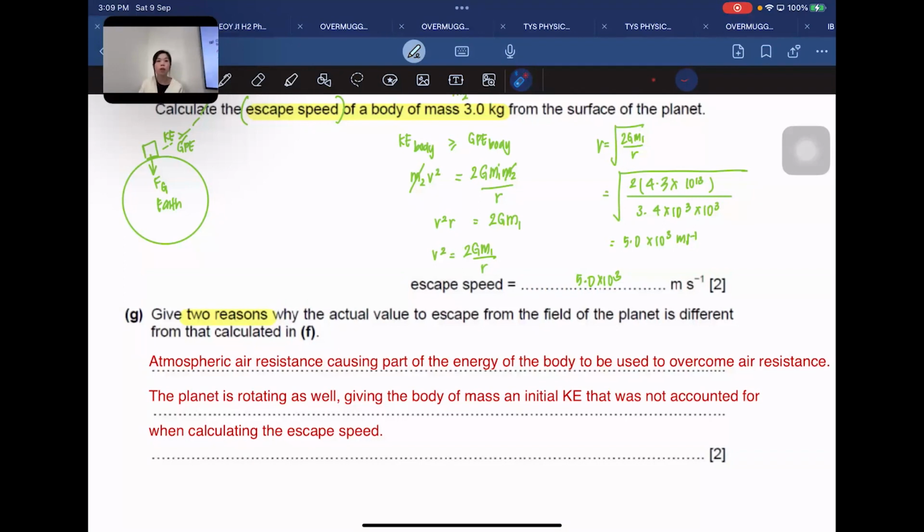On top of that, your object is rotating as well, which means to say your planet is rotating. Your object initially already possesses some KE. When we did the calculation, we assumed there wasn't any kinetic energy at the start. So if we were to account for this, this would give rise to a much larger speed.